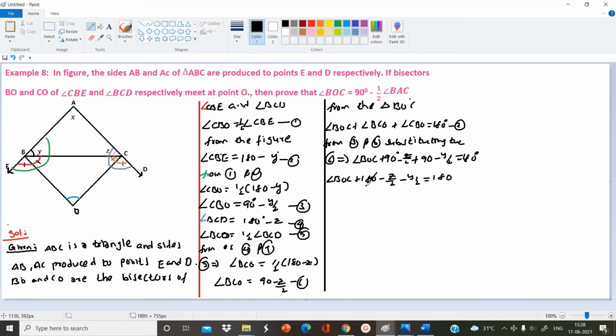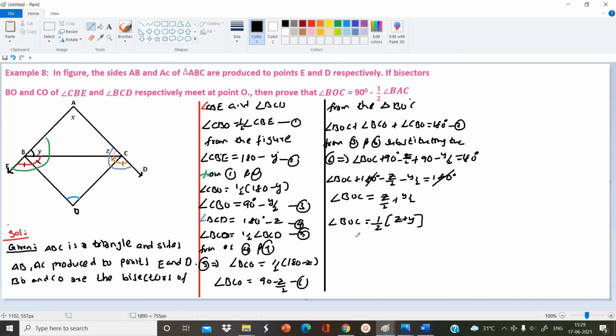So this side we have 180 and this side we have 180 degrees, so both are cancelled, and angle BOC equals, taking Z by 2 and Y by 2 to the other side, transposing, Z by 2 plus Y by 2. So angle BOC equals, taking 1 by 2 common, half into Z plus Y.